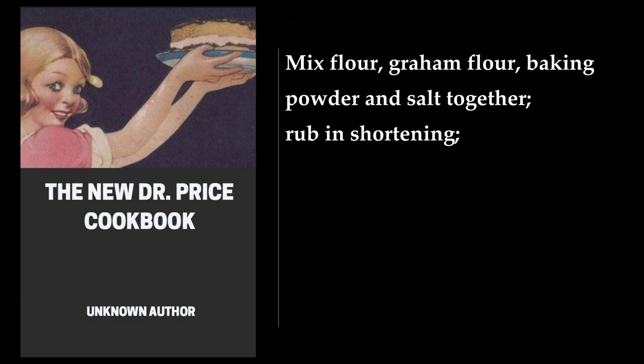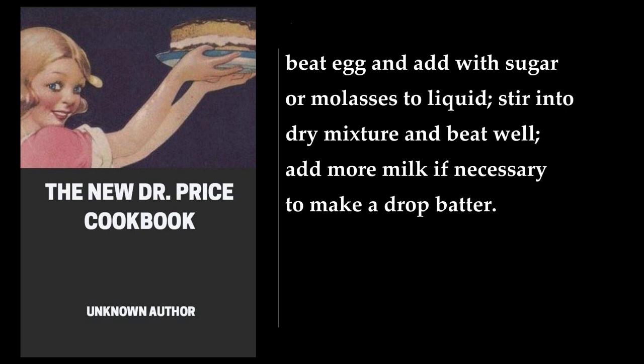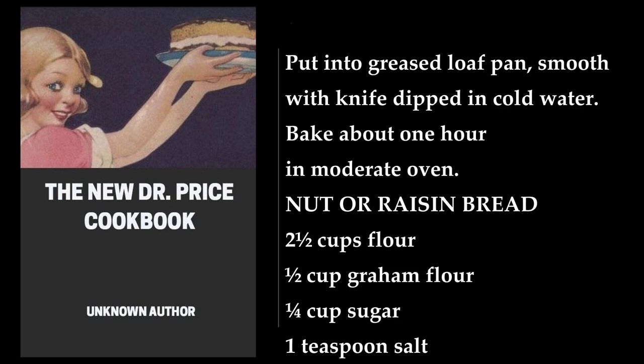Mix flour, graham flour, baking powder and salt together, rub in shortening. Beat egg and add with sugar or molasses to liquid, stir into dry mixture and beat well, add more milk if necessary to make a drop batter. Put into greased loaf pan, smooth with knife dipped in cold water. Bake about 1 hour in moderate oven. Nut or raisin bread.